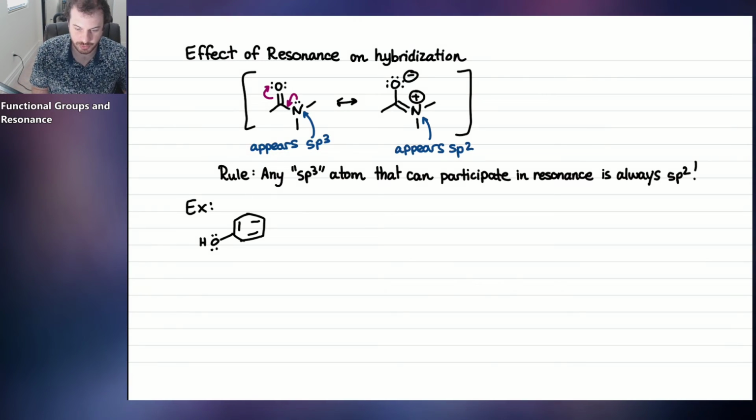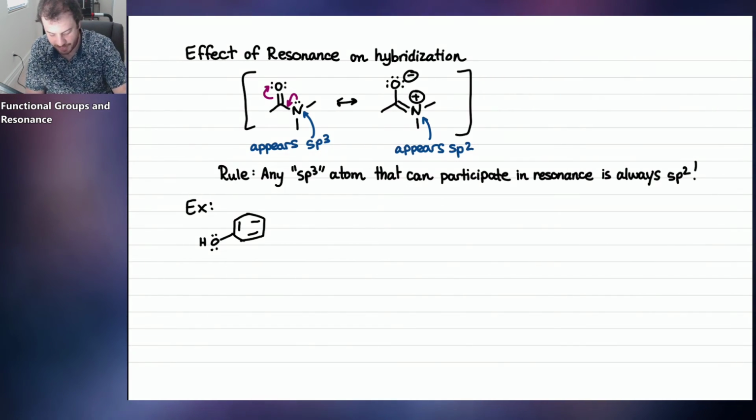Okay, here's a molecule. If you look at this oxygen, you might think it's sp3. After all, you count the number of sigma bonds, 1, 2 sigma bonds, plus the number of lone pairs, 3, 4. You would expect this molecule to have a steric number of 4 and be sp3 hybridized.